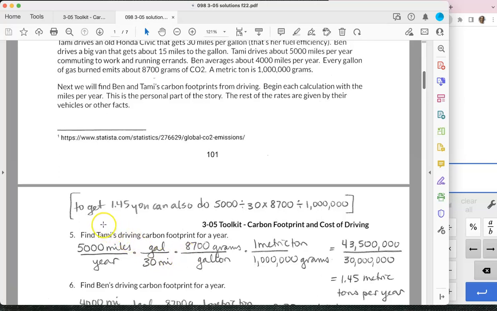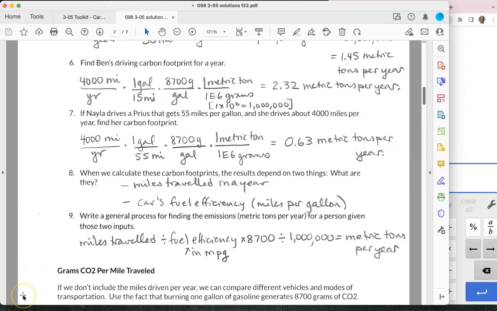Before we jump ahead, I did want to show you that the shortcut method here is to take 5,000 divided by 30 times 8,700 divided by 1,000,000. So that saves us multiplying across, and then dividing, which will also work. So do whatever you like, but this is sort of the shortcut that I like to recommend. And that should still give you 1.45 metric tons per year.